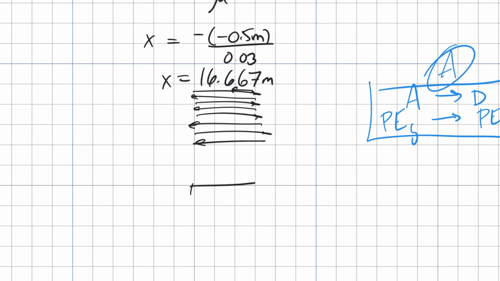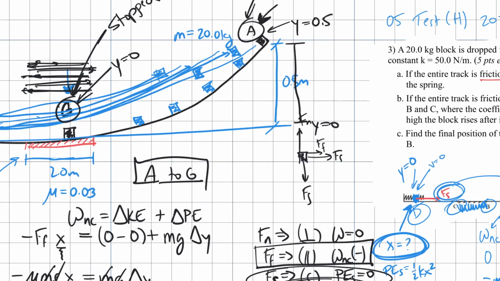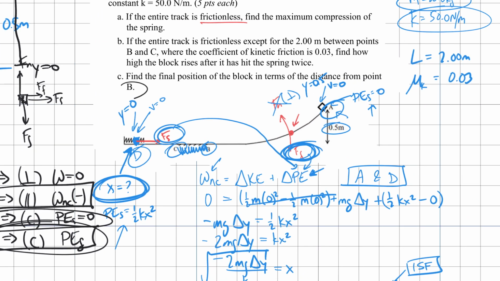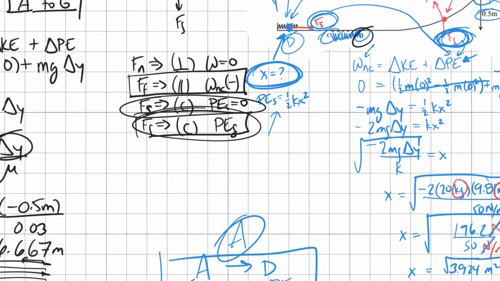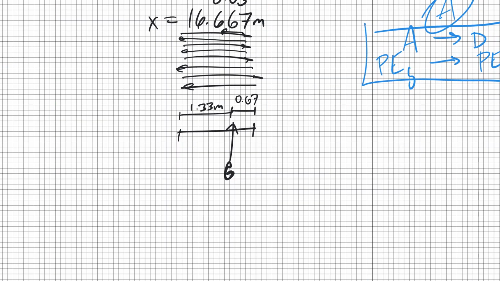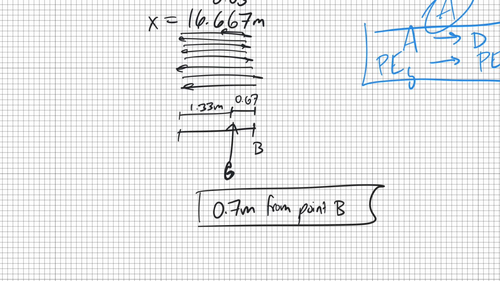So on our patch, it ended up 1.33 meters from this side and 0.67 meters from that side. So that's where the point G is, where it stops. Now, how did it ask the question? In terms of the distance from point B. Point B is right here, so it is 0.7 meters from point B, or to the left of point B. Okay, so that's the problem.